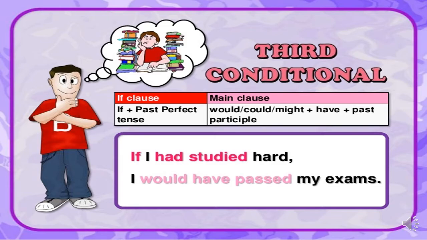The third conditional sentence has two clauses, the if clause and the main clause. For the if clause, you need to use if plus past perfect tense. For the main clause, you need to use would or could or might plus have plus past participle. Look at the example. If I had studied hard, I would have passed my exams.